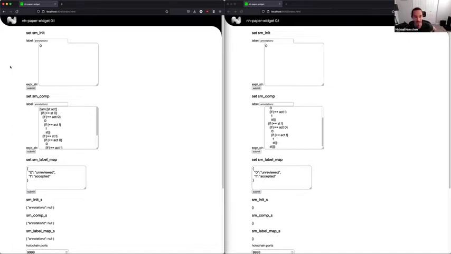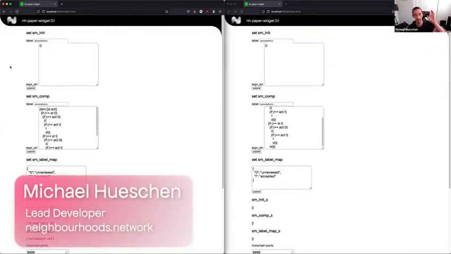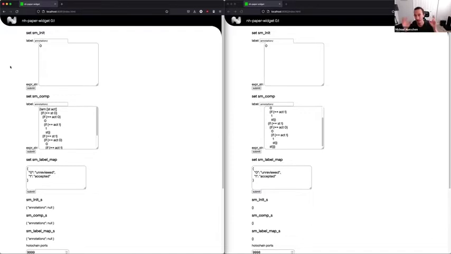So this is the NH paper widget, and this is one of our early widgets, where a widget is a Holochain app which also supports Neighborhoods' modular reputation architecture, which is still being fleshed out. So widget is kind of a nascent concept, but it's a subset of Holochain apps which are Neighborhoods compliant.